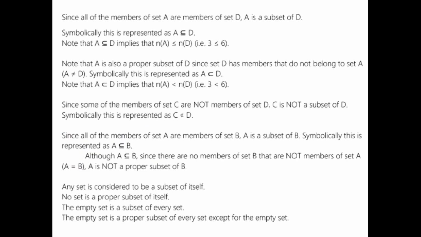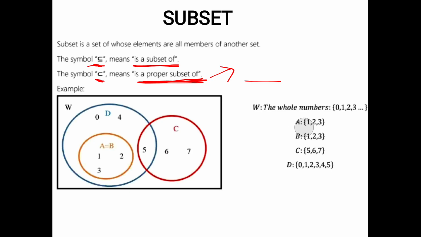Since all the members of set A are members of set D, A is a subset of D. Symbolically, this is represented as A ⊆ D. So tan-awon na to. A daw is a subset of D, because yaoy mga value nga yaon sa D, yaon sa A nga yaon sab sa D.